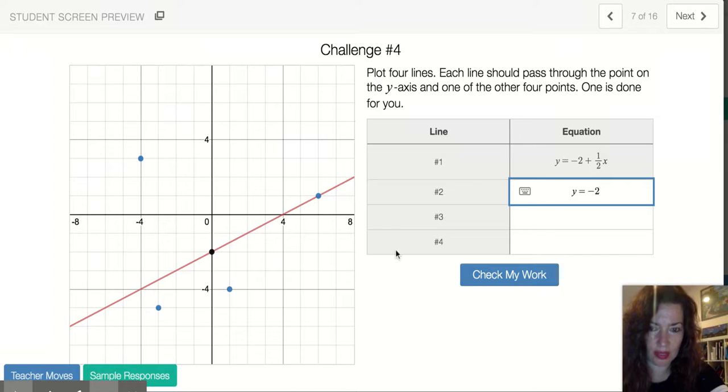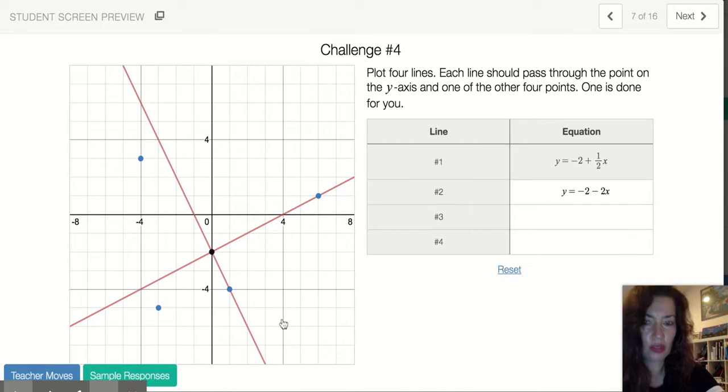And then I want it to pass through, let's say, the order in which you do this doesn't matter, but I want to pass through this point here. So I'm going to go down 2, right 1. So that means that slope is -2x. And you could check to see which one you have done. So you want every line to go through the y-intercept and through each point. So we did so far 1.